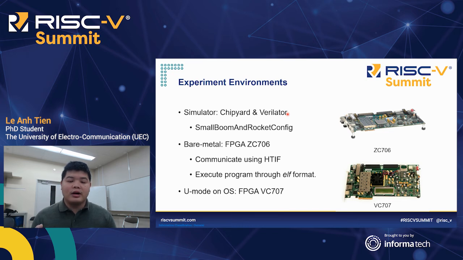an interface that will communicate between the ARM core and the FPGA core of the ZC706. So we will run the program on the FPGA processor of the ZC706 without an OS. And finally, we have also implemented the program to run on the OS. The attack scenario runs on the OS on the FPGA VC707.